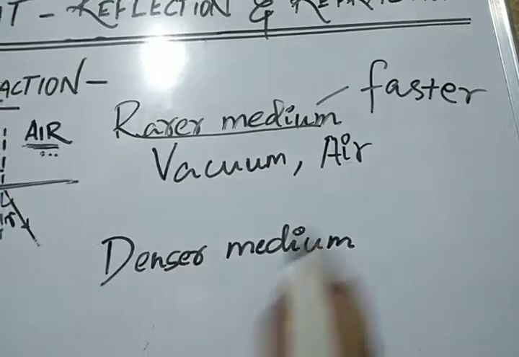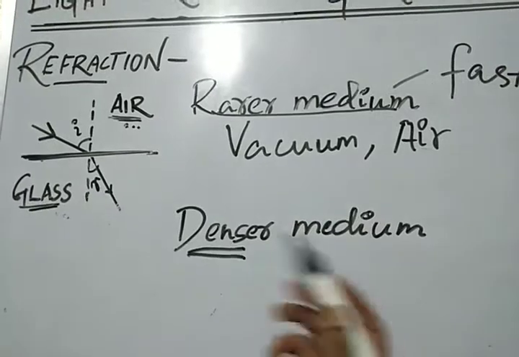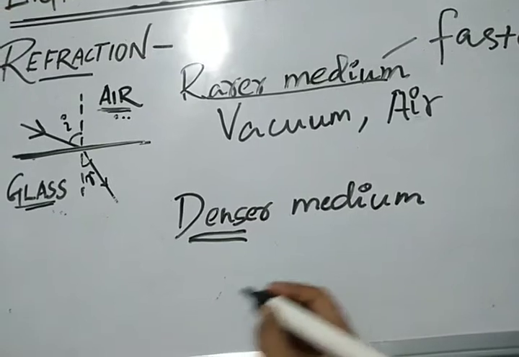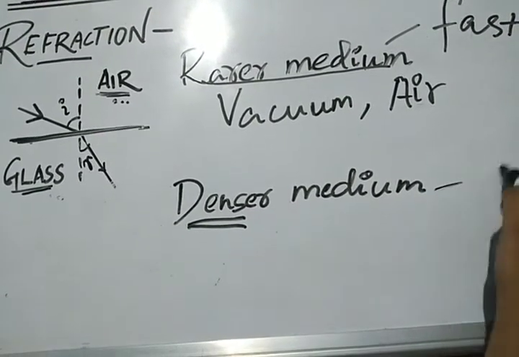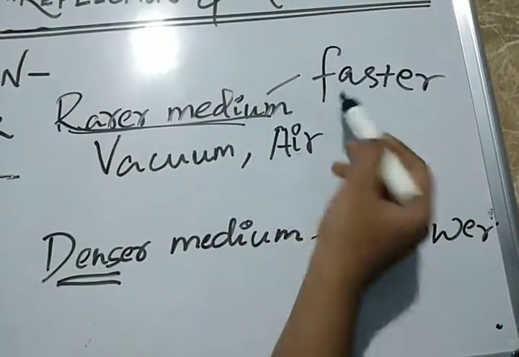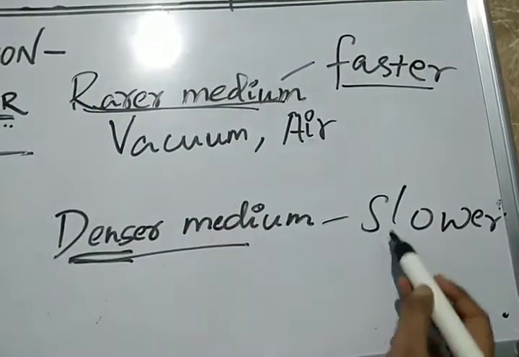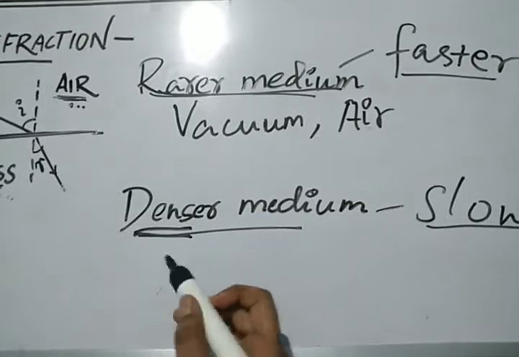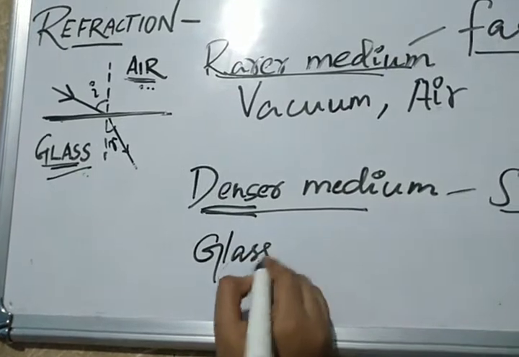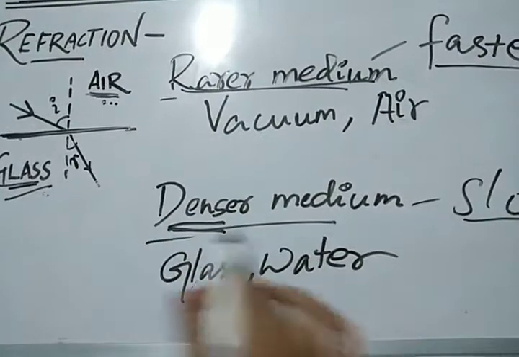Now, denser medium. How would you define it? Exactly opposite. Any medium in which the speed of light is slower. In rarer medium, the speed of light is faster. In denser medium, the speed of light is slower. And what example can I give for denser medium? Glass is a denser medium. Water is a denser medium. So this is rarer medium and denser medium.